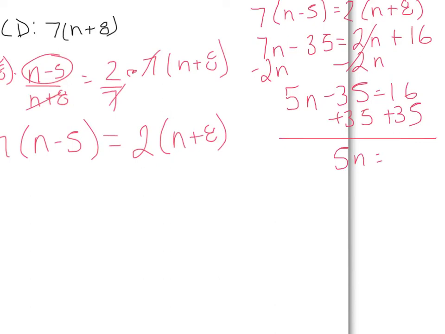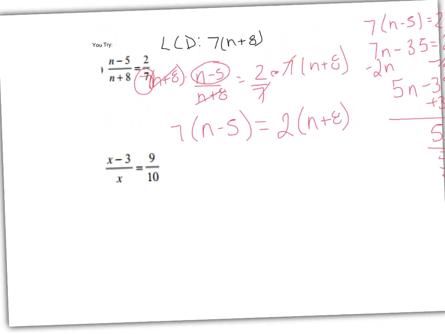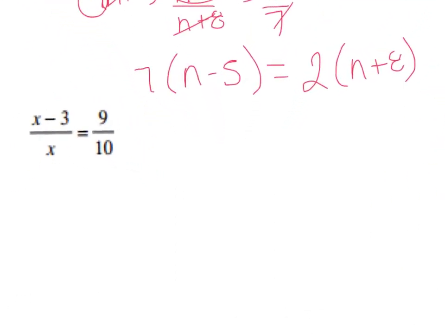5n equals 16 plus 35, which is 51. So it's kind of messy. But you guys aren't afraid of fractions. n equals 51/5. Final answer, can't reduce. Alright. Next one. So if you're ready to try, go ahead and pause it and I'll get the next one going.